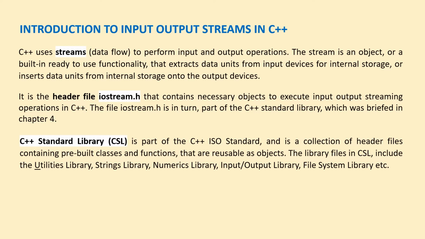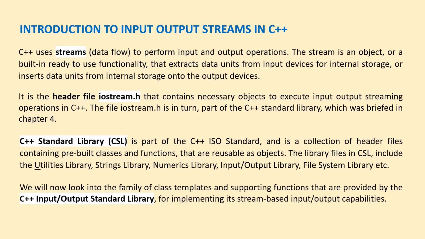The C++ standard library, or CSL, is part of the C++ ISO standard and is a collection of header files containing pre-built classes and functions that are reusable as objects. The library files in CSL include the utilities library, strings library, numerics library, input or output library, file system library, etc.